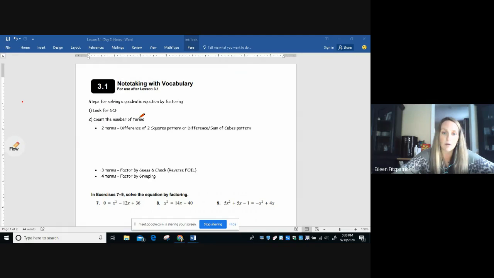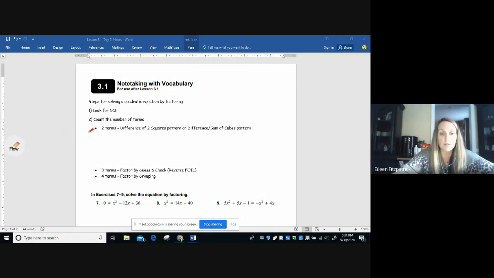Step 2 is to count the number of terms. If there are 2 terms, it's possibly going to be one of our factoring patterns. It doesn't have to be, but it possibly could be, which I'll go over with you in a second. If there are 3 terms, like this first problem, 1, 2, 3, we're going to try to solve this by factoring with guess and check, reverse FOIL. If there are 4 terms, you're going to factor by grouping.